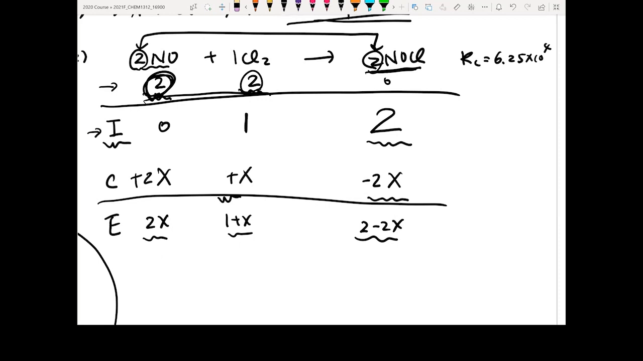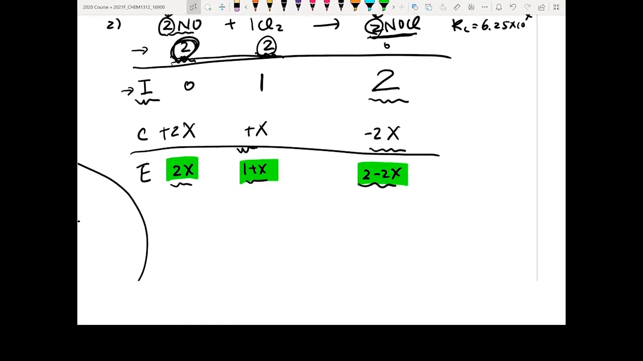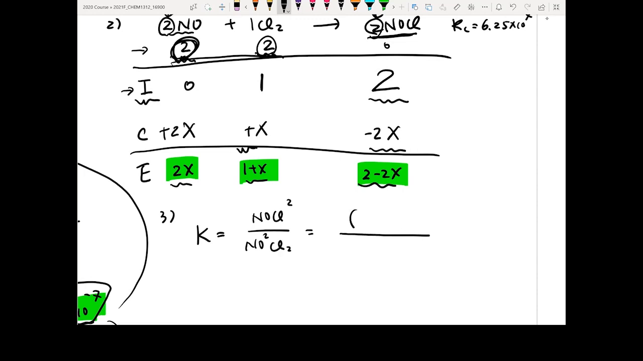So for step 2, the most essential part is: can you write out this expression for each species? Once you have that, the next thing is to solve for your x, right? We know our K is equal to NOCl squared over NO squared times Cl2 to the first power. NOCl we know is 2 minus 2x squared. NO is 2x squared. Cl2 is 1 plus x to the first power.